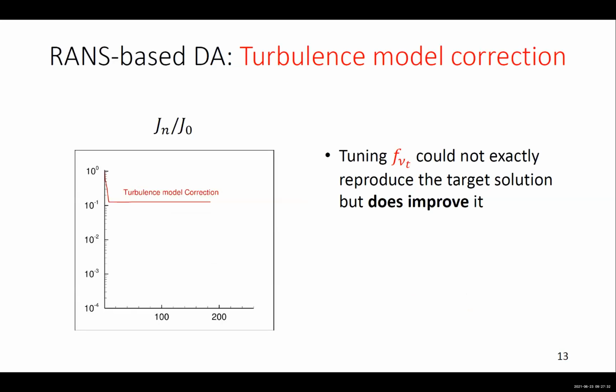First, the cost functional. I'm going to present how the optimization goes. The cost functional for the turbulence model correction typically is not fully capable of recovering the whole state. Typically it decreases very fast for the first iterations, but then it plateaus and it's not able to reproduce exactly the solution, but it does improve the solution a lot. You can see that the cost functional decreases by an order of magnitude here.